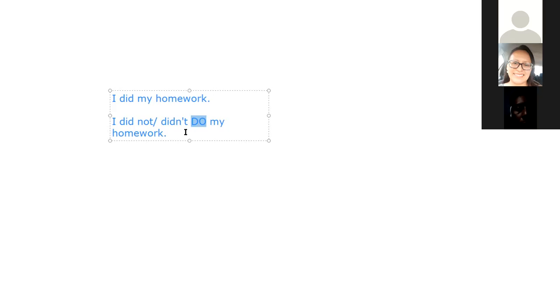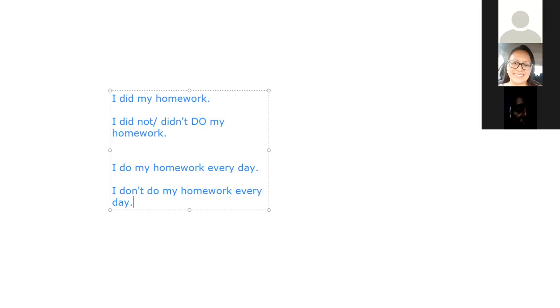Lo mismo sucede en presente, ¿verdad? Ustedes me dicen, I do my homework every day, for example. Entonces me dicen, yo hago mi tarea todos los días. Pero pueda que alguien no. Siempre vemos rebeldes, ¿verdad? I don't do my homework every day. O sea, yo no hago mi tarea todos los días. O sea, la vengo a hacer aquí hasta que me acuerdo. No crean que es hasta que están revisando.